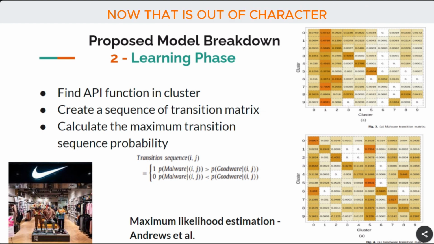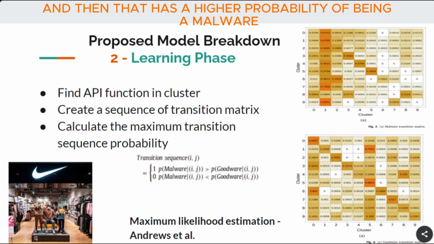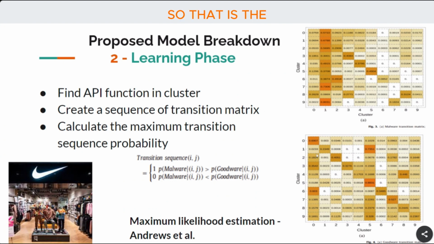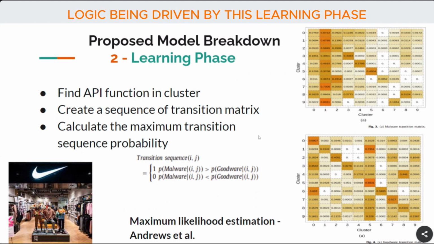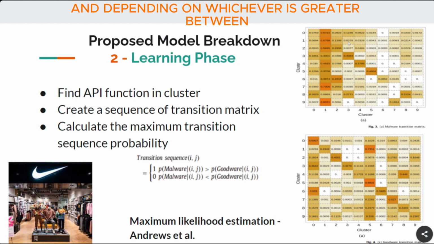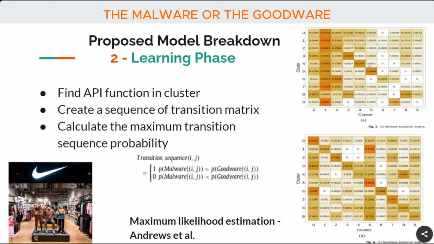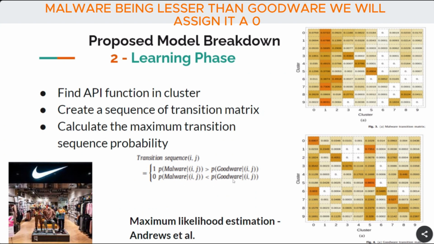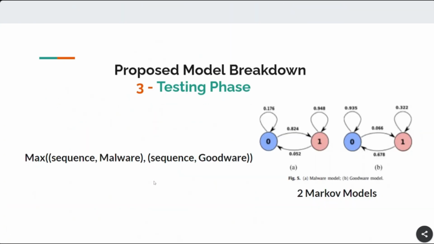Now that is out of character, and that has a higher probability of being malware because it is not following the recognized pattern. So that is the logic being driven by this learning phase. Depending on whichever is greater between the malware or the goodware, we assign a logical value to it. If malware is greater than goodware, we assign it a 1. And if it is the other way around, malware being lesser than goodware, we assign it a 0.